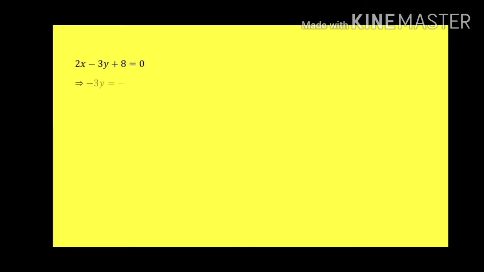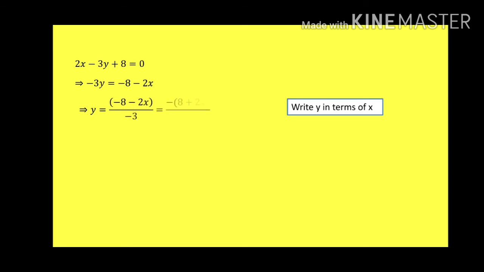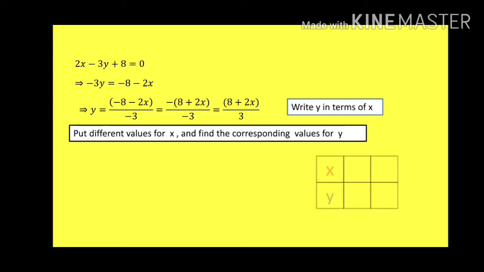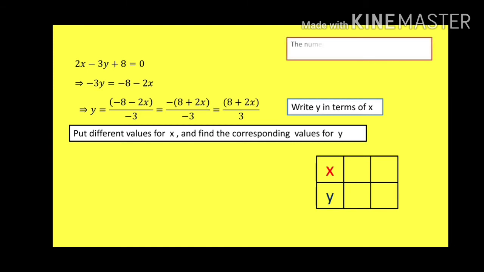For the second equation, we will follow the same method. Now minus 3y equals minus 8 minus 2x. And here we have to write y in terms of x. So y will be minus 8 minus 2x by minus 3. So we can just try to get a positive denominator, so we can cancel the negative sign. So we have to put different values of x and the corresponding value for y. First thing, the numerator should be a multiple of the denominator. So the denominator is 3.